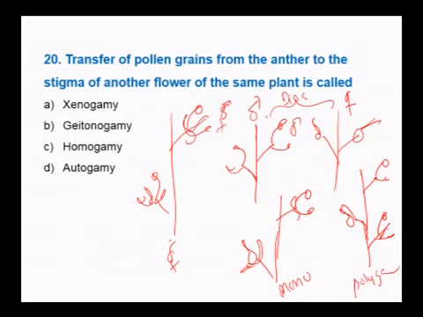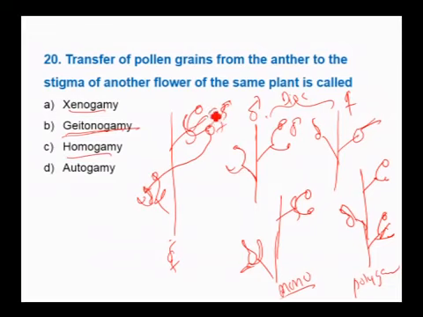Transfer of pollen grain from anther to the stigma of another flower of the same plant. So when the pollen grain is transferred from anther to the stigma of another flower of the same plant, this is possible in bisexual plants and also in monoecious plants, which is called geitonogamy. Geitonogamy means neighboring, whereas xenogamy is transfer of pollen between plants.